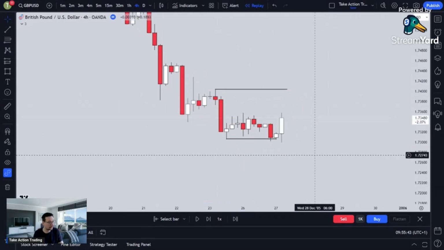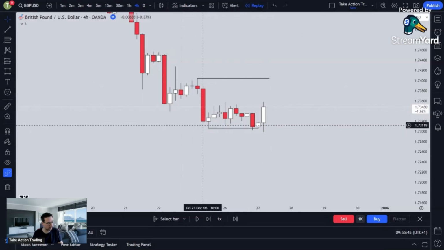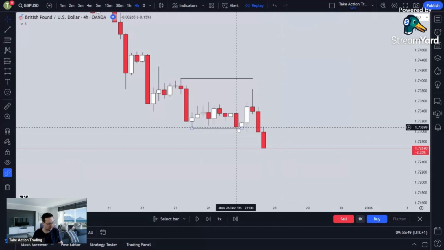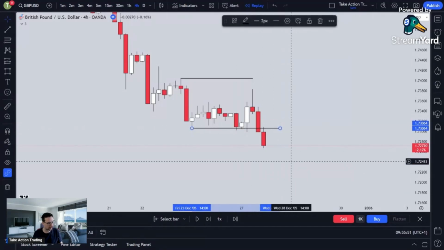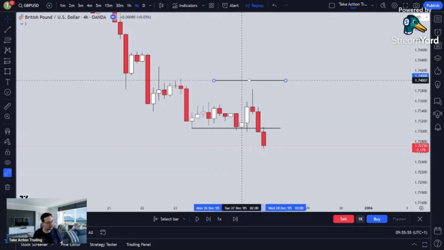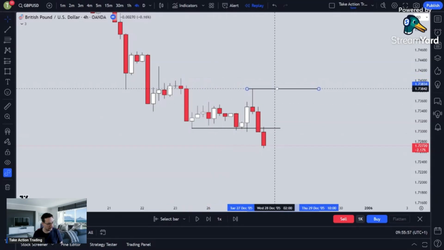So, nice rules-based system. Right now, sellers are in control of price. We haven't quite made a new low. Now we have. Nice low. We broke this low down here. This candle here would have confirmed that break, and we get to move this line to here.